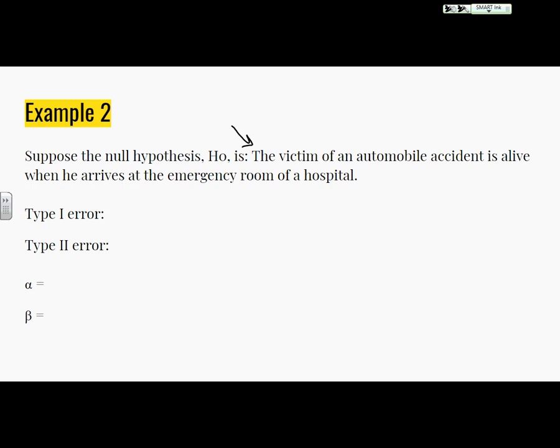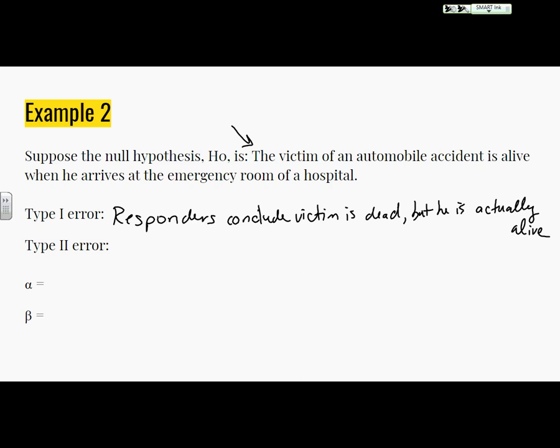We'll say the emergency personnel, what do you call those? Responders. We'll just call them responders. I can spell responders. Responders conclude that he's not alive. Conclude victim is dead. But remember, this is an error, so they're actually wrong in that. Responders conclude victim is dead, but he is actually alive.